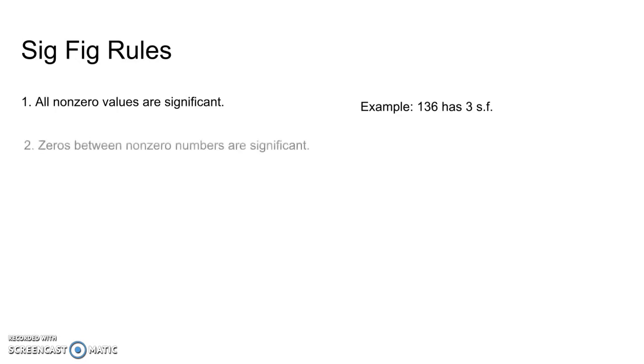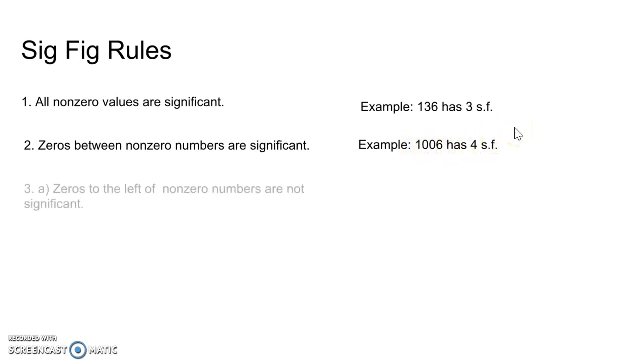All right, so let's walk through the sig figs rules. All non-zero values are significant. So here's a great example, 136. All of those are non-zero, so therefore they're all significant. So I have 3 significant figures there. Zeros sandwiched between non-zero numbers are significant. So I've got 1,006, okay. And so these zeros become significant because they're sandwiched between non-zero numbers.